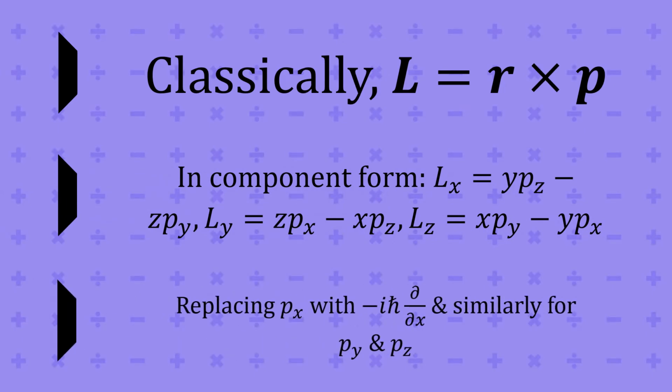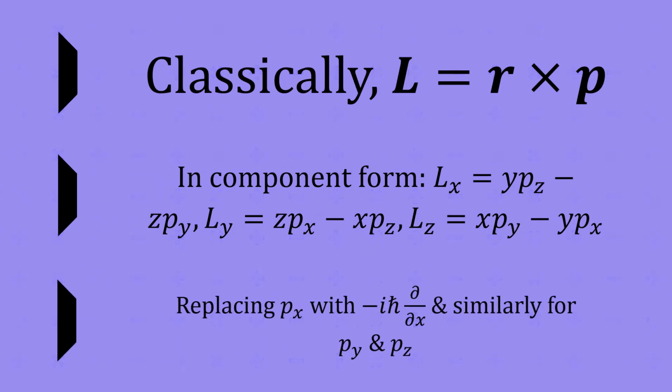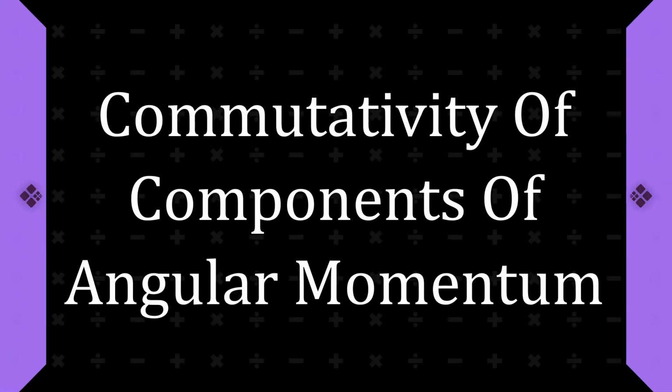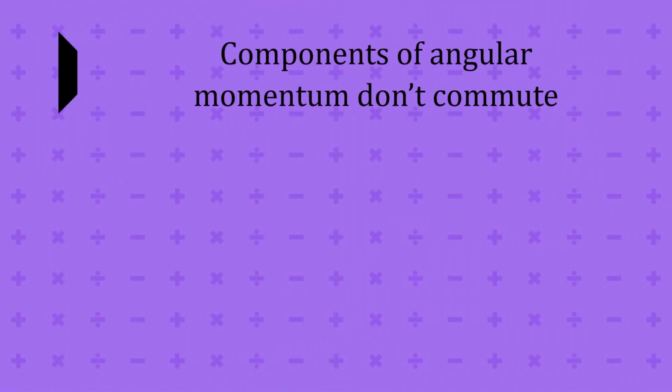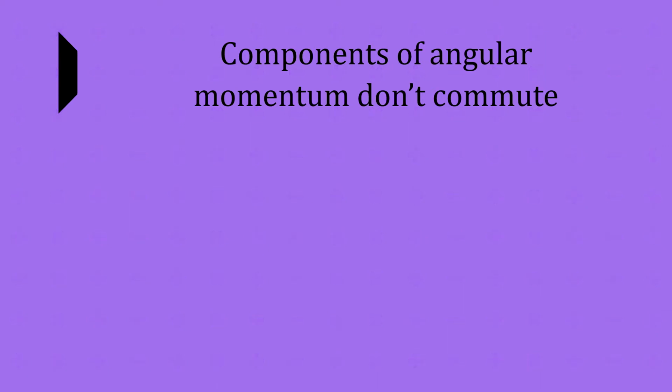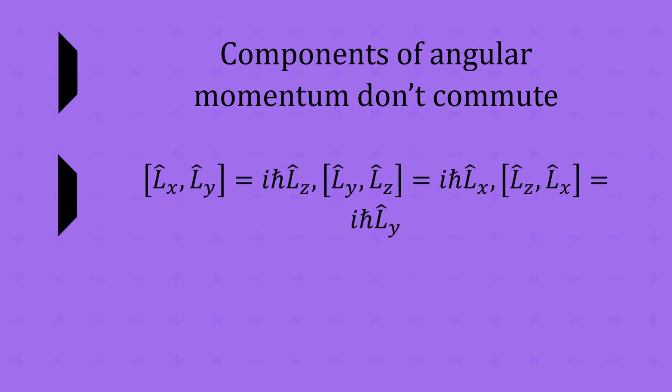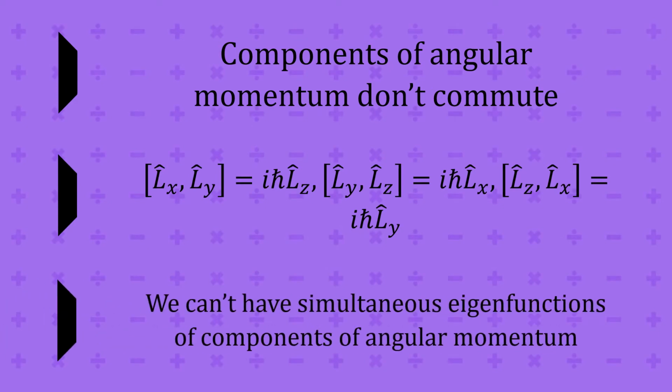Now, let's move on to discussing angular momentum. First, let's define angular momentum in quantum mechanics. Classically, angular momentum is defined as the cross product of position and momentum. So, in component form, we have these expressions here. The quantum operators are obtained by replacing px with minus h bar times a partial derivative with respect to x, and similarly for py and pz.